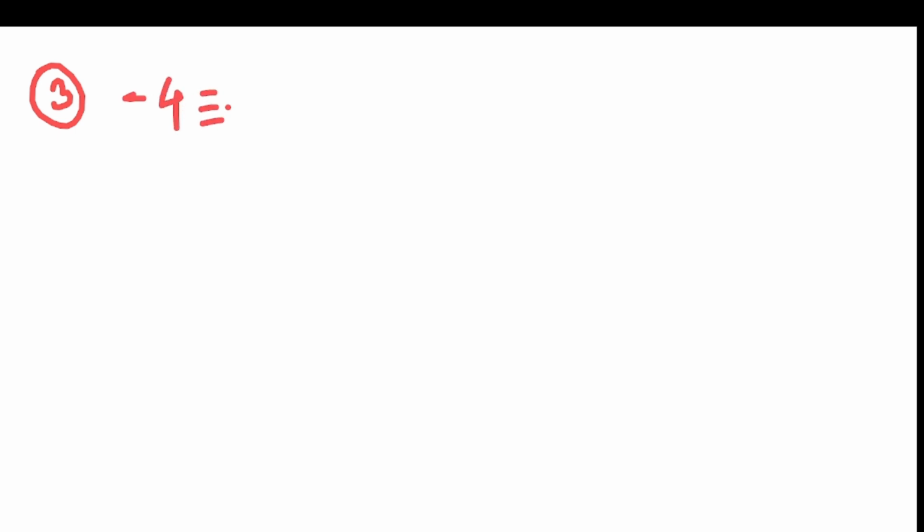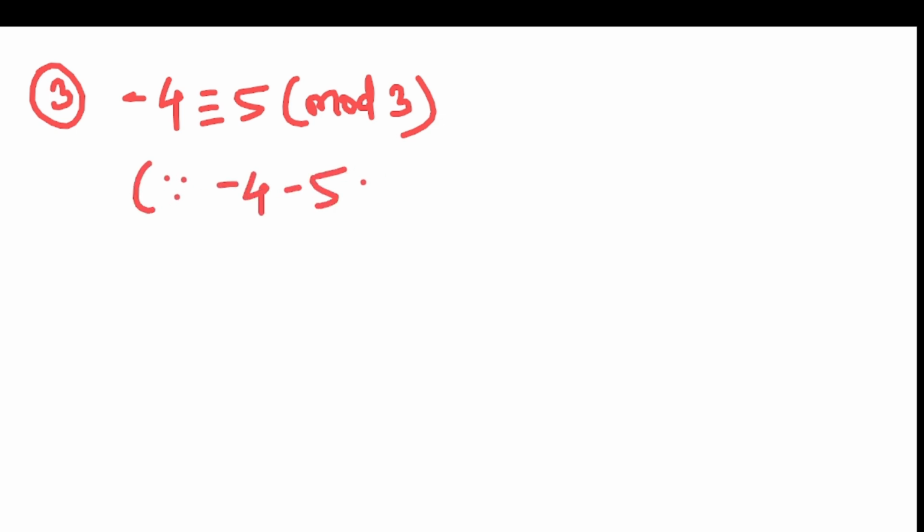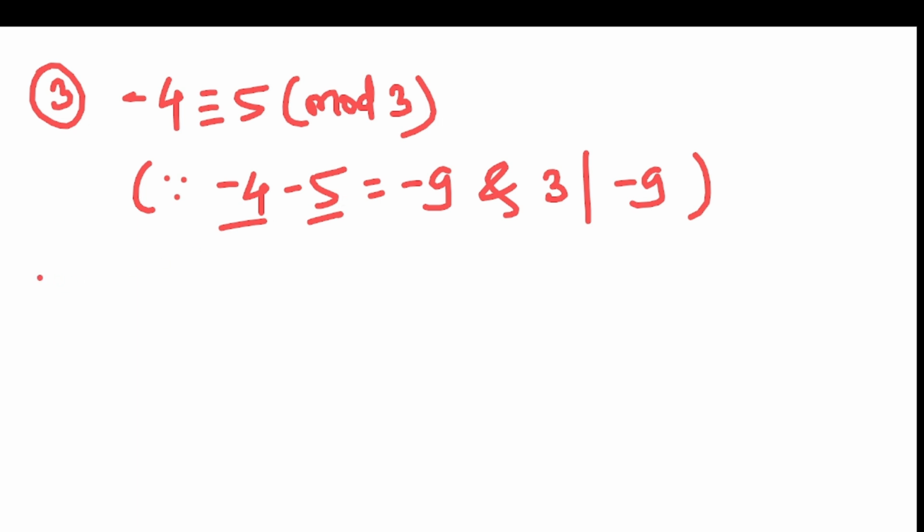Minus 4 is congruent to 5 modulo 3, since minus 4 minus 5 is equal to minus 9 and 3 divides minus 9. So 3 divides minus 4 minus 5, and minus 4 is congruent to 5 modulo 3. Let's see another example.